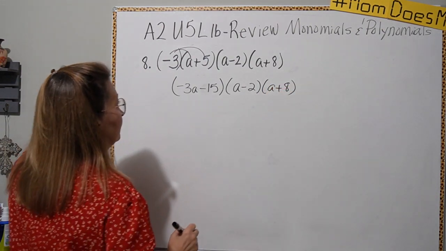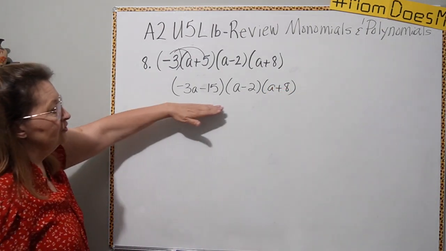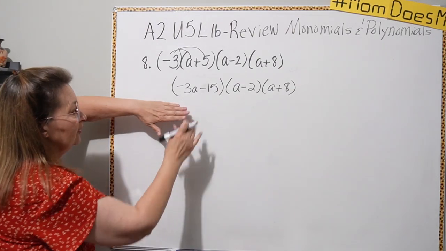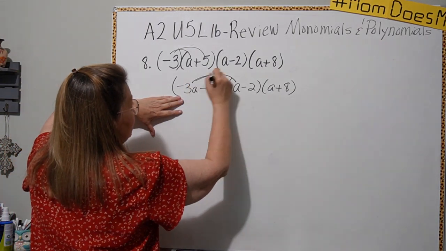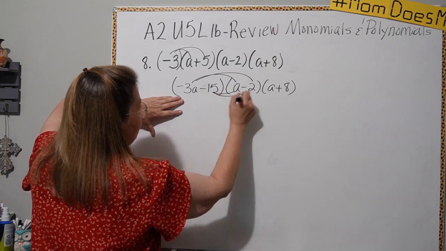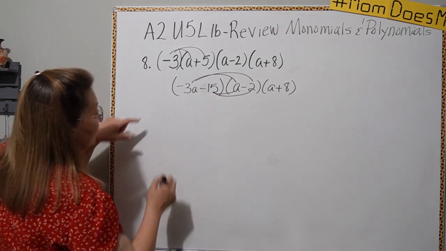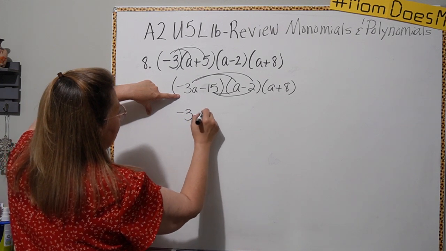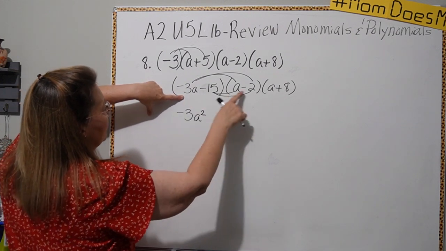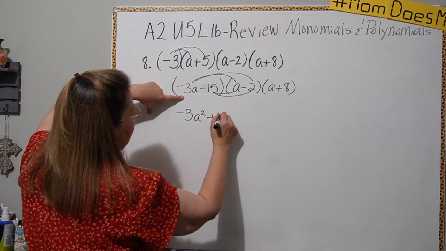So I have the other two to worry about, okay? And just do two at a time. I'm going to multiply this times this set of parentheses, and that means I have to be sure I multiply that times both things and that times both things. So negative 3a times a is negative 3a squared. Negative 3a times negative 2 is positive 6a.